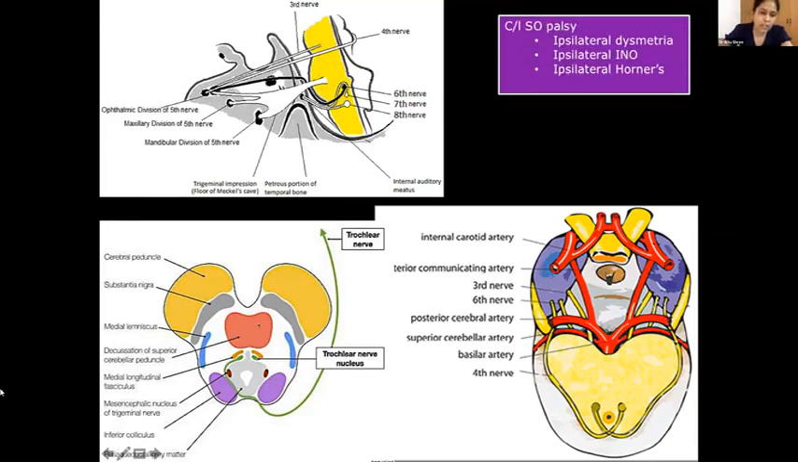So the lesions here can lead to contralateral superior oblique palsy with various syndromes, like contralateral superior oblique palsy with ipsilateral INO because of involvement of the MLF, or ipsilateral dysmetria, or ipsilateral Horner's because of involvement of the descending sympathetic tracts.